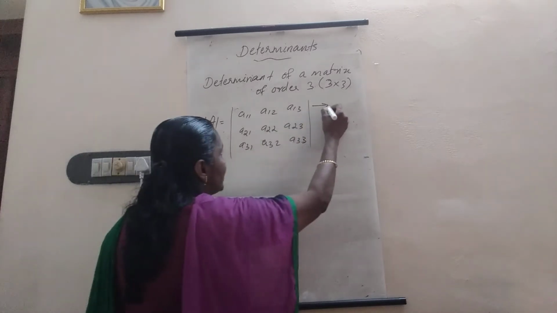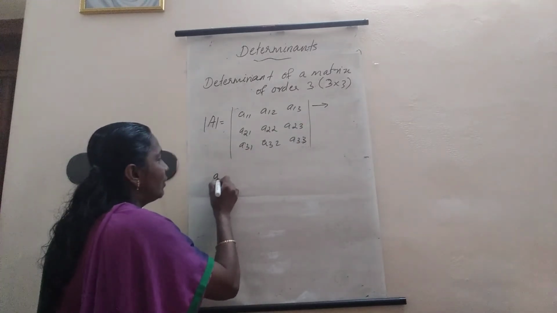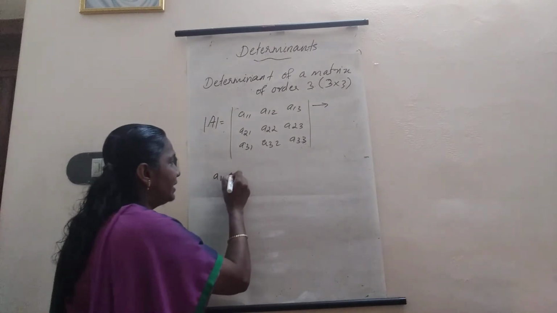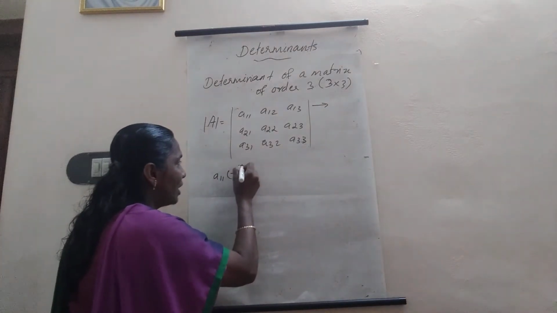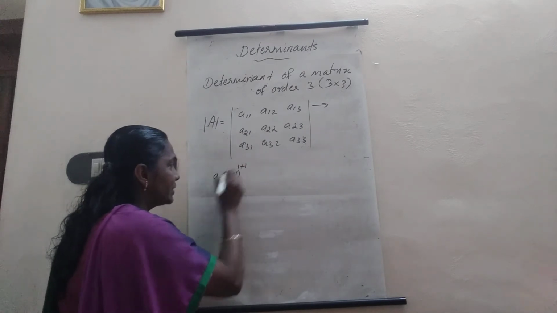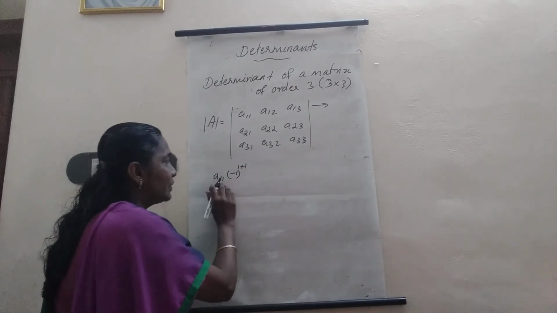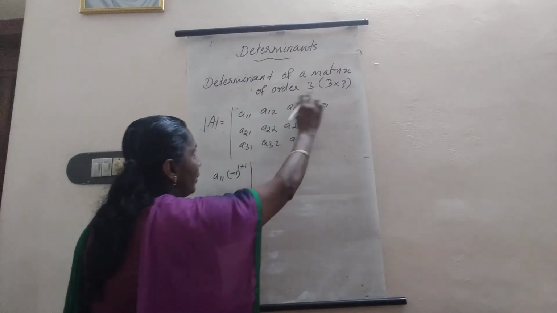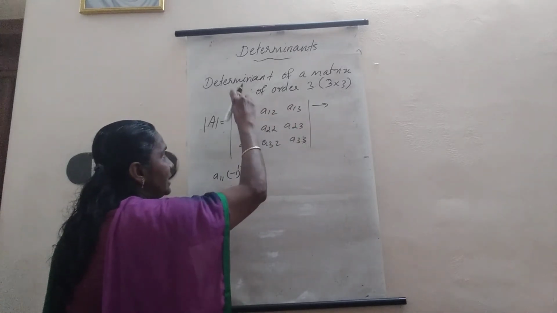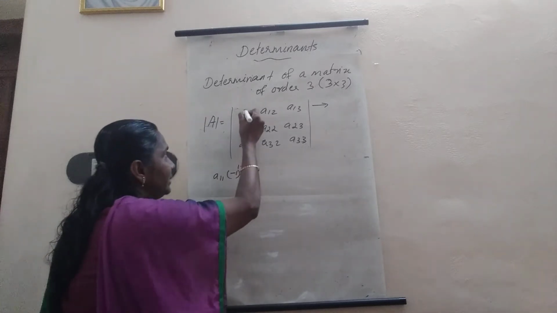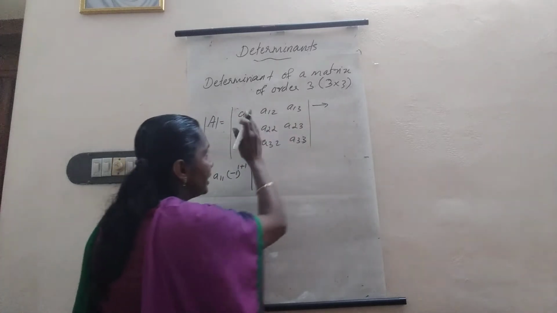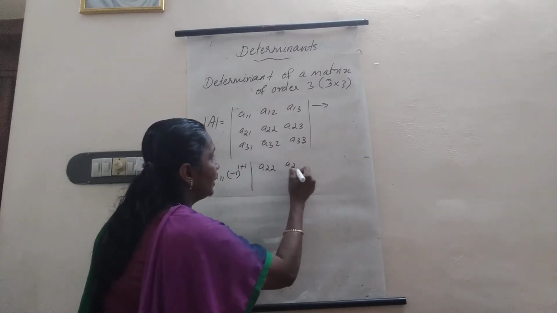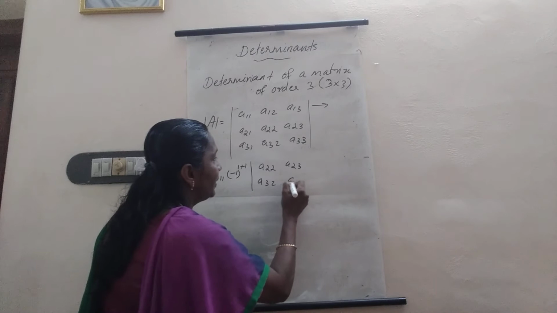That means this is the first row. First element of the first row is A11. Then we will write minus 1 raised to 1 plus 1. This 1 and 1 represents the suffixes, first row, first element. Then deleting the row and column which contains A11, that is, delete this column and this row and take the determinant that remains. That is A22, A23, A32, A33.